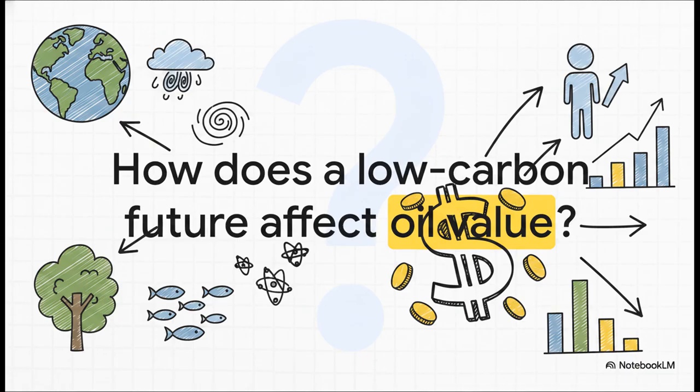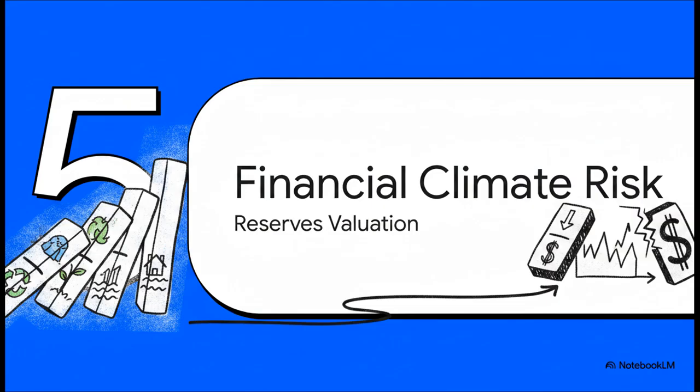All right, so we've tracked the physical reality, the emissions, the ecosystems, and the human element. Now, we really need to pull back and ask the ultimate macro-level question. How does a global transition to a low-carbon future actually affect the monetary value of all this remaining oil? Section 5. The financial climate risk. Reserves valuation and capital expenditures.